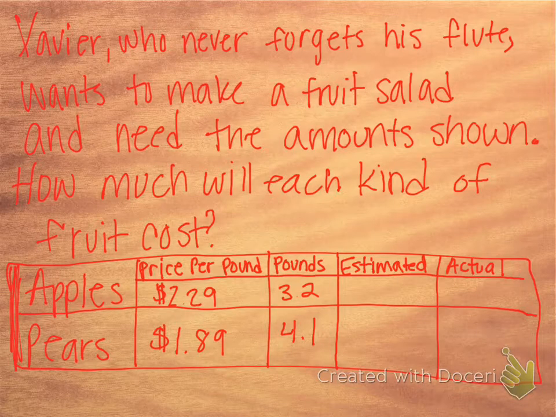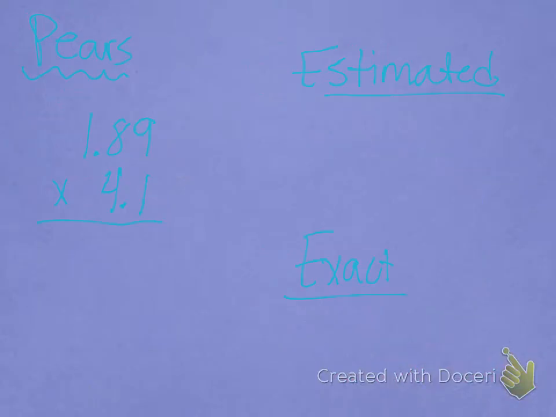So we can go back and fill out our chart, and the actual cost was 7.328, and the estimated cost was $6. Let's go on to pears. You solve this one on your own, and I am going to make this a quiz question for you. Do the exact same thing that we did for apples.